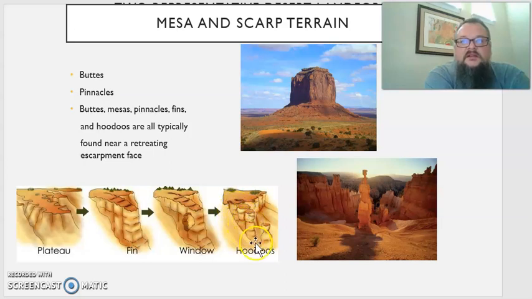rocks that are standing by themselves, and some of them can be in really crazy, interesting shapes, and we call those hoodoos. But all three of these happen as a large uplifted piece of bedrock, that mesa or that plateau, that big rock that was there slowly weathers away over time, and then can create a butte or a pinnacle or a mesa or a hoodoo. All of those things form as that plateau retreats and comes backwards.